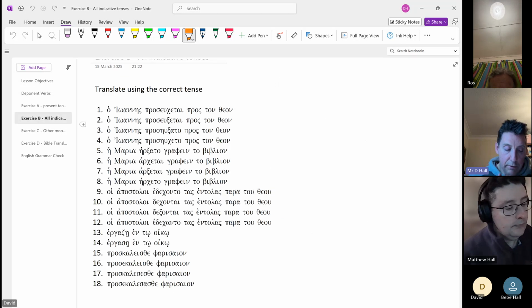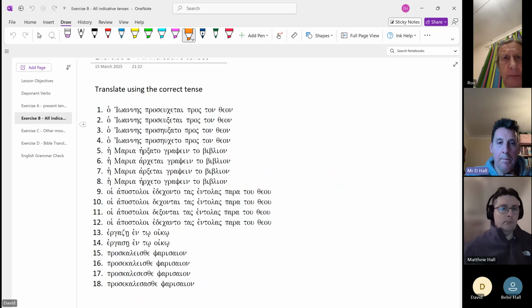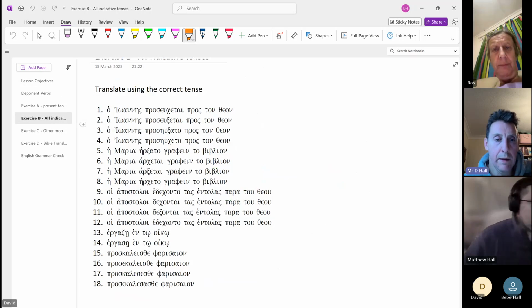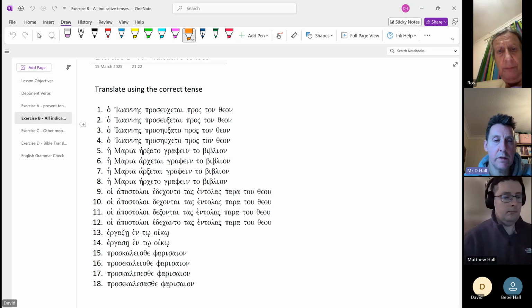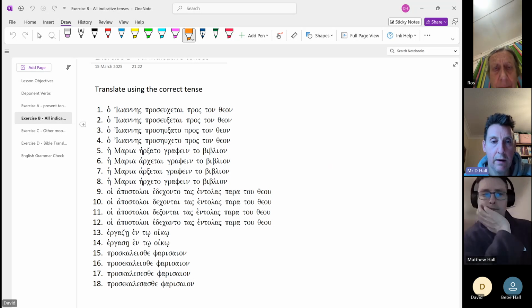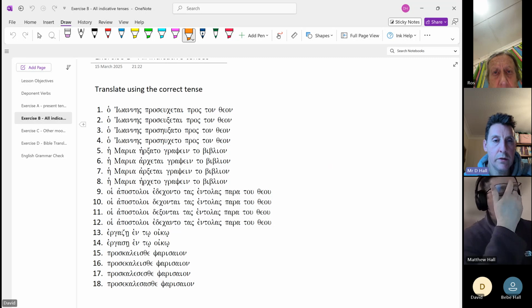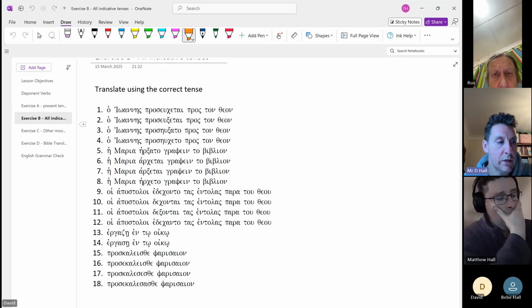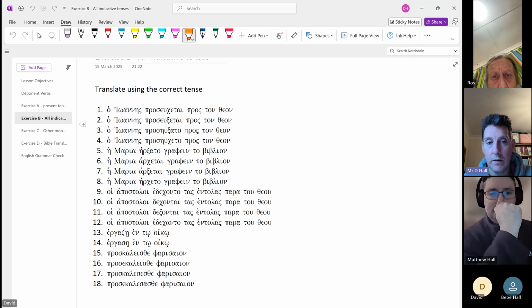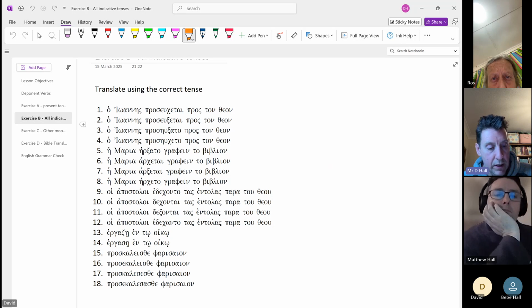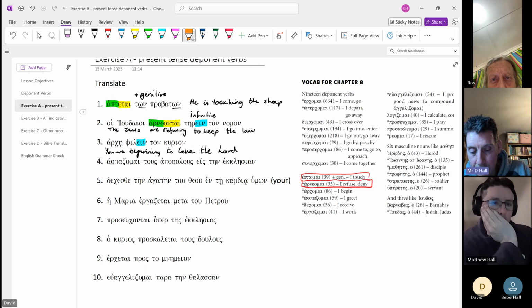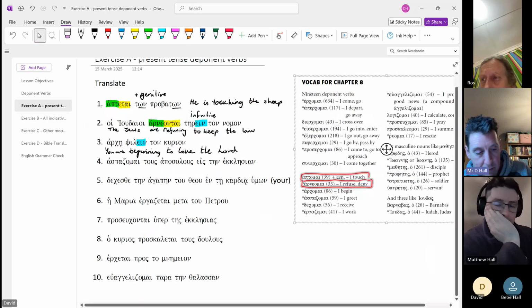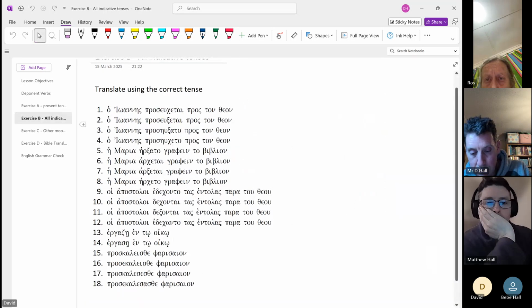And I have got a set of questions. Now they all look fairly similar, and I've stuck to the third person singular and plural just for now, because what I want you to do is to spot which of the tenses we're looking at. Is it the present, the future, imperfect, or aorist? So we need to identify which deponent verb we're using. So I wonder if we can just pull those back through.